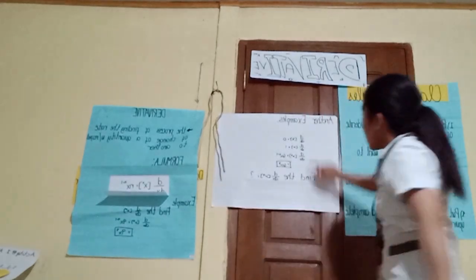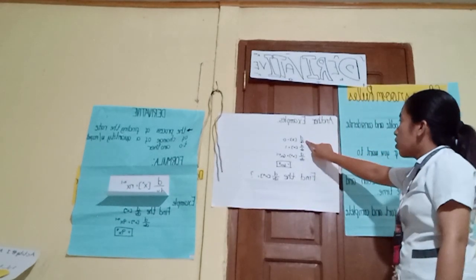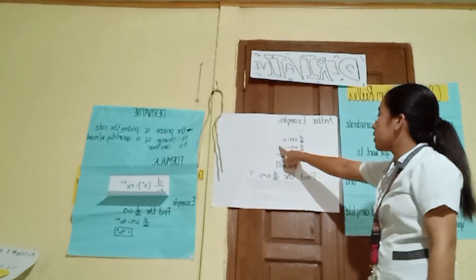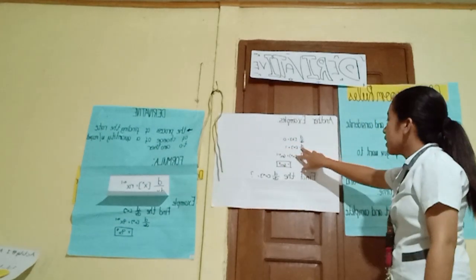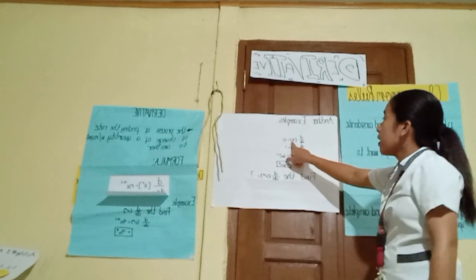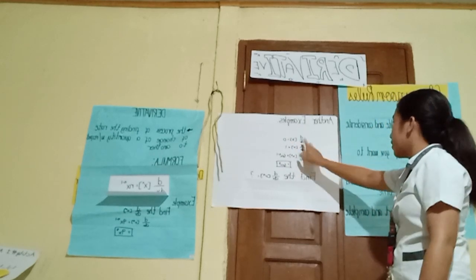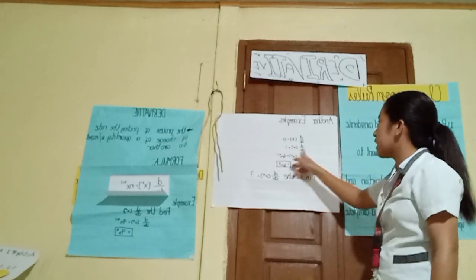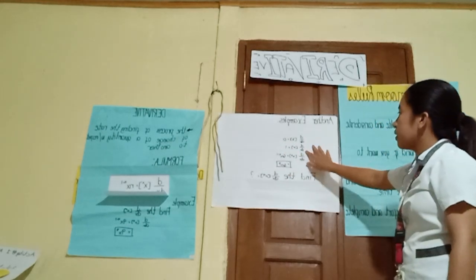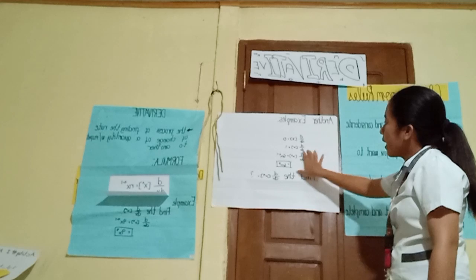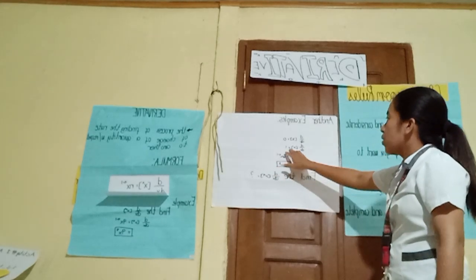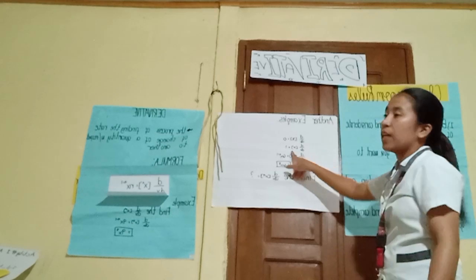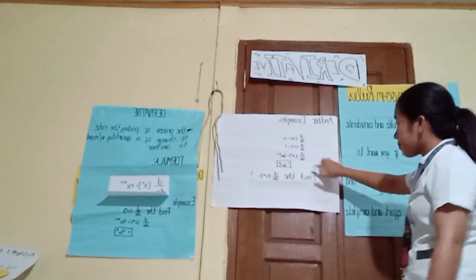Another example, d over dx of k equals 0. So k is a constant, that's why the answer is 0. And d over dx of x equals 1, because the derivative of x is 1.